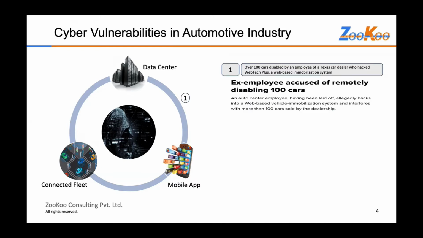We have some examples. I picked up some examples from past attacks. Over 100 cars were disabled by an ex-employee of a Texas dealer. He stole the data about 100 cars from the backend and used the mobile application WebTech Plus, which is based on an immobilization system, to disable more than 100 cars which were sold by the dealership. This happened in 2010. And this was between the data center and the application.